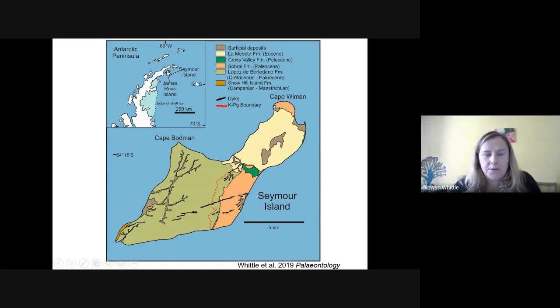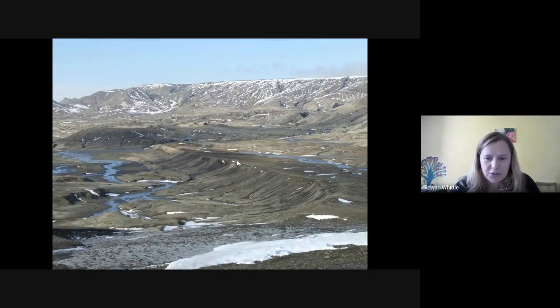So the work we have been doing on this mass extinction horizon has been on Seymour Island, off the northeast tip of the Antarctic Peninsula. The extinction horizon in Antarctica runs north to south up the island. It's a very obvious horizon, and it's very well exposed. This shows the extinction horizon in the field, and it forms a very prominent scar slope across the island, looking north up across the island.